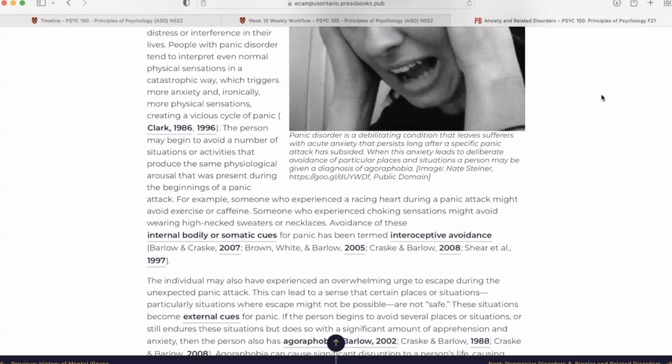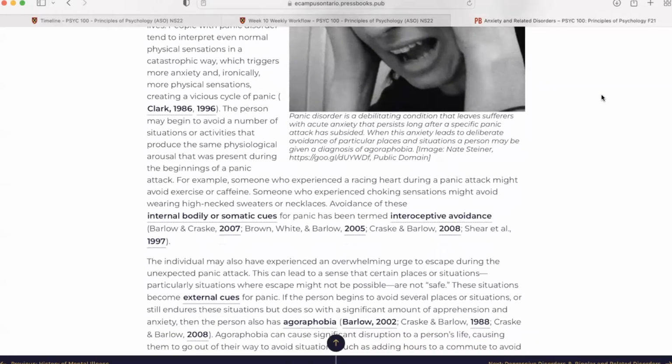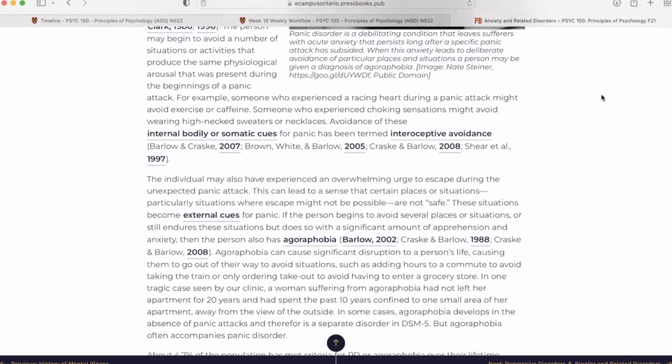For example, someone who experienced a racing heart during a panic attack might avoid exercise or caffeine. Someone who experienced choking sensations might avoid wearing high neck sweaters or necklaces. Avoidance of these internal bodily or somatic cues for panic has been termed interoceptive avoidance.